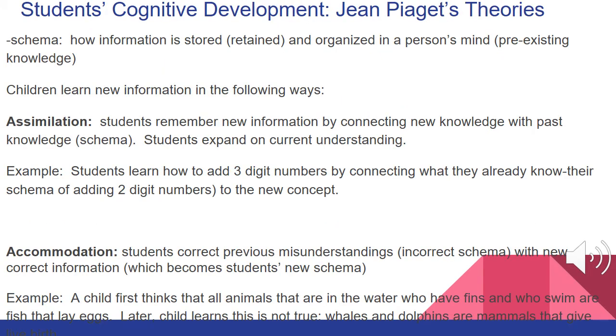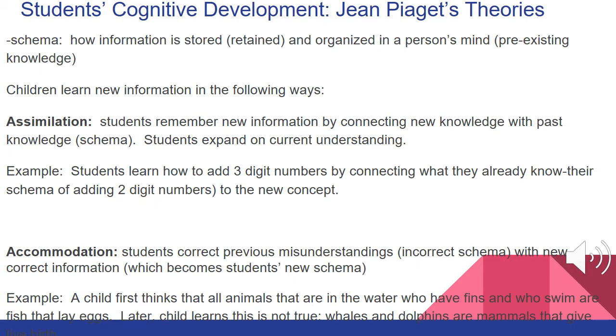One of the principal foundations of Piaget's theory on how children learn and develop intellectually, or their cognitive development, is the concept of schema. So schema is how information is stored or retained, and how it also is organized in a person's mind. Another way to think of it could be basically someone's pre-existing or prior knowledge. And so Piaget argued that children learn new information through two different interactions with their prior knowledge, their schema.